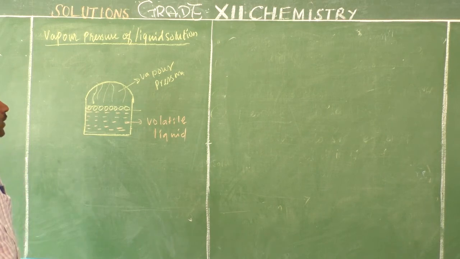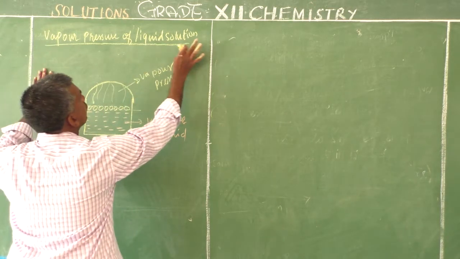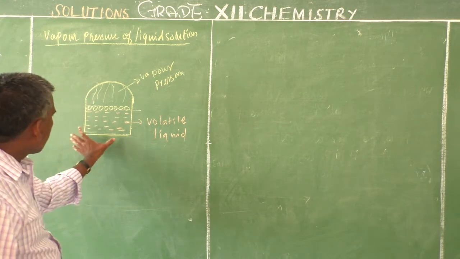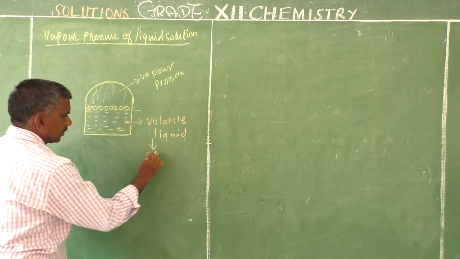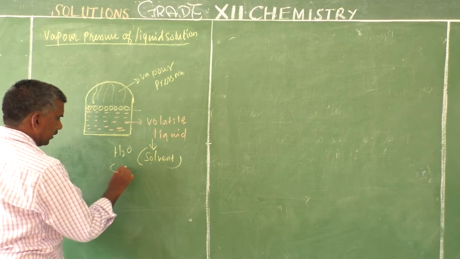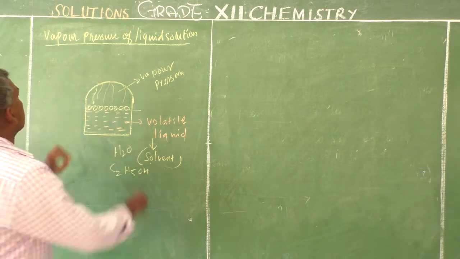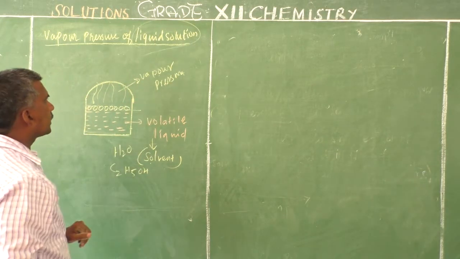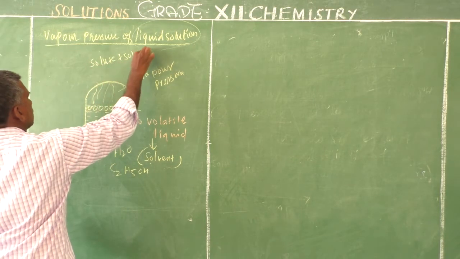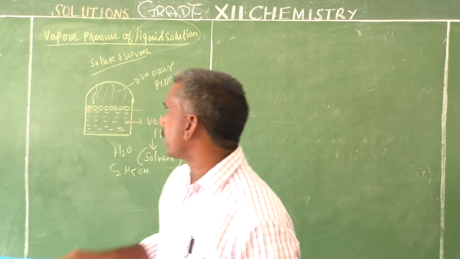Okay, now what is the topic? This is a pure liquid, but the topic is liquid solution. A solution means one solute is compulsorily present along with a solvent. Here I have only solvent, for example water or ethanol. In a liquid solution, one solute plus one solvent is present. The solute may be solid, gas or liquid, but we are discussing only solid.